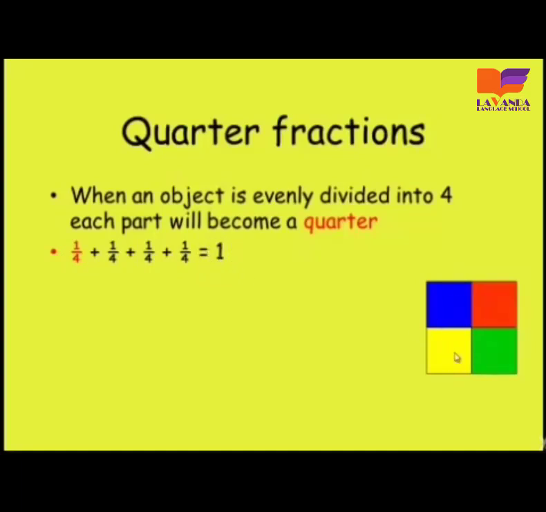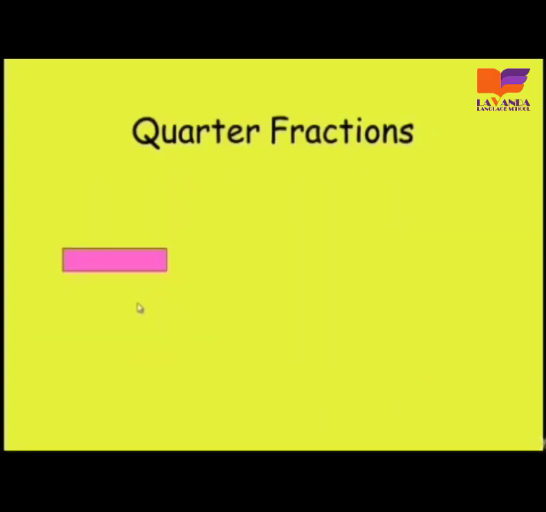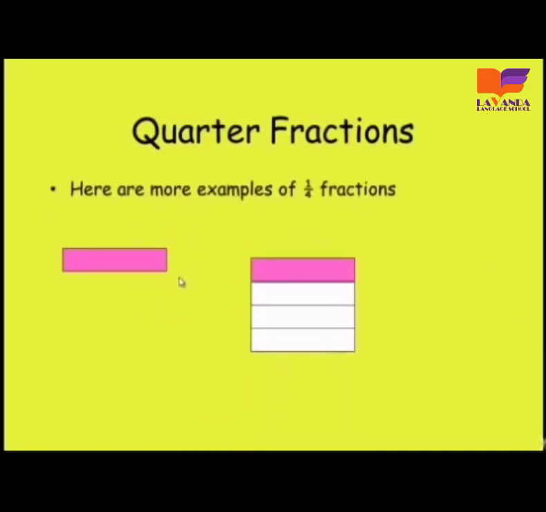I have in this square 4 colored squares. 1, 2, 3, 4. All those 4 squares, if I add them together, will make this whole. So 4 quarters will make 1. Another example for a quarter. Here I have one shaded or colored part of 4 parts. So it's a quarter. Right?